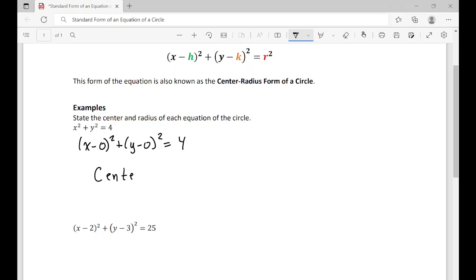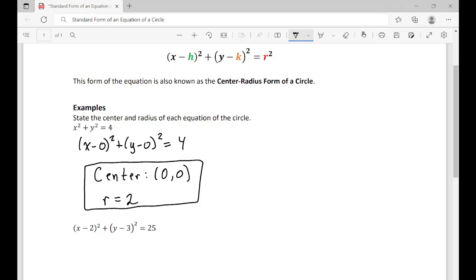So when we want to know what the center is here, you can rewrite it like this, or you can just remember that it's going to be 0 for each x and y value. And the radius, r, is equal to the square root of 4, which in this case is 2. So the center of this circle is (0, 0) and the radius is 2.